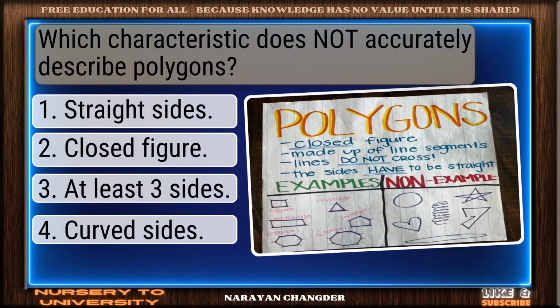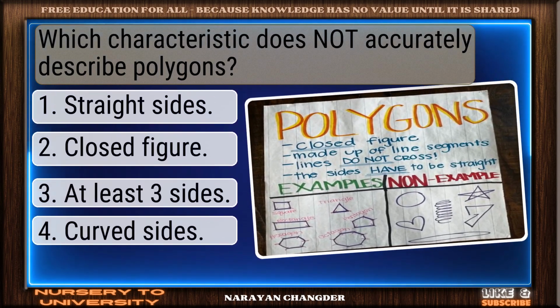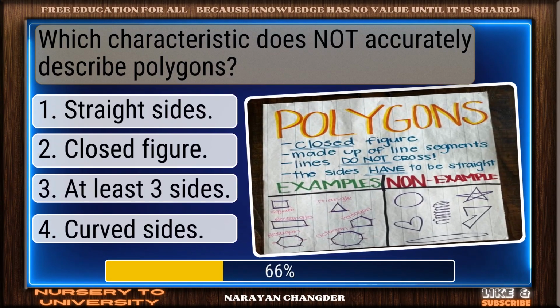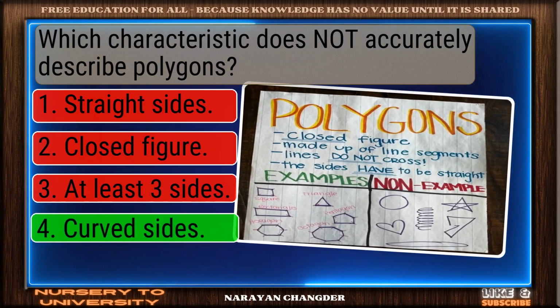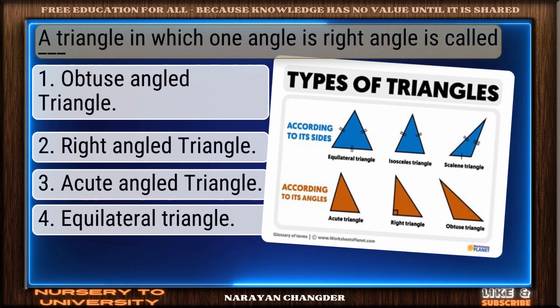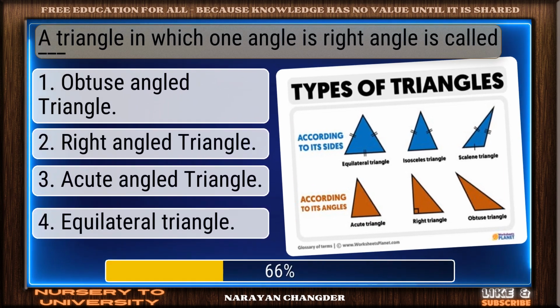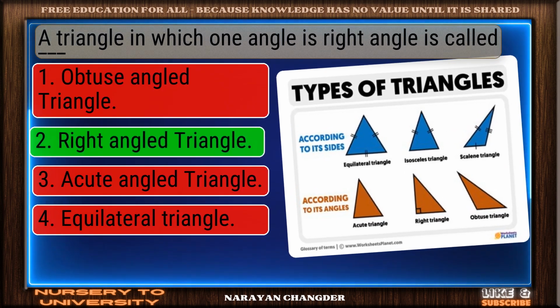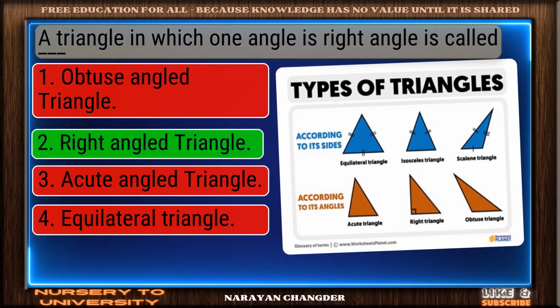Question number 47. Which characteristic does not accurately describe polygons? You chose curved sides, and it is correct. Question number 48. A triangle in which one angle is a right angle is called dash. Clear logic. Your choice, right-angled triangle, is sound and 100% true.